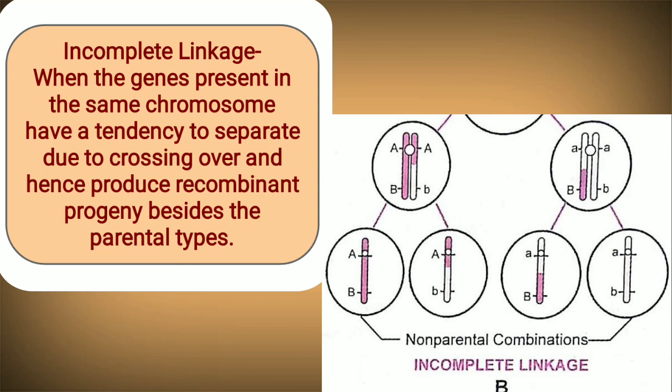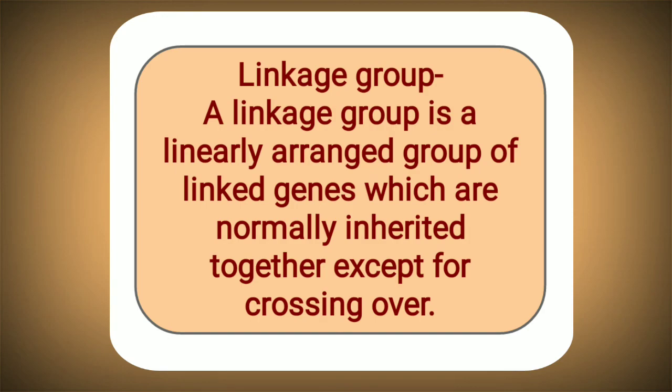Now there is another term called linkage group. A linkage group is a linearly arranged group of linked genes which are normally inherited together except for the crossing over mechanism. Therefore, the number of chromosomes, that is the haploid set of chromosomes present in a cell, determines the linkage group. For example, in Drosophila melanogaster, there are 4 linkage groups because there are 4 pairs of chromosomes.